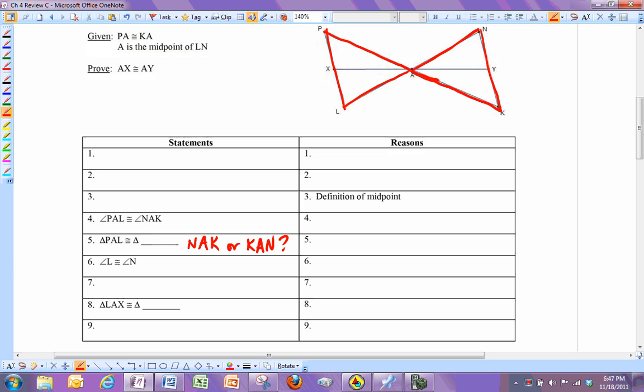So the first step, we're trying to match up the red ones, and here's one of my givens, PA equals KA. Let's list that right away, because that does help with those red triangles. PA goes with KA, given. I do have another given, and you can see that I'm going to use a midpoint in step 3, so I better list my midpoint. A is the midpoint of LN, given.